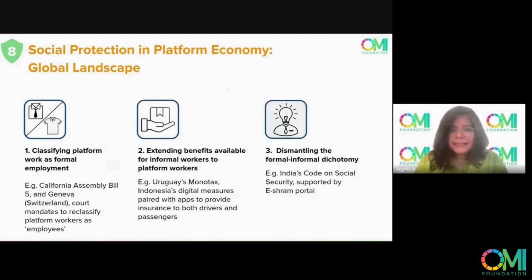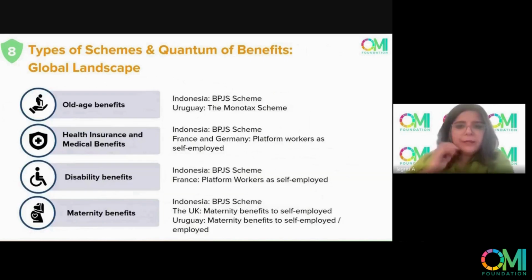Now, what makes these schemes viable? While monotax is paid for by the government, the BPJS scheme is paid for by the workers themselves. We wondered if who pays for the scheme has any bearing on the provision of the scheme itself. With this in mind, we have looked at four kinds of benefits, including old age benefits, health and medical insurance, disability benefits, and maternity benefits.